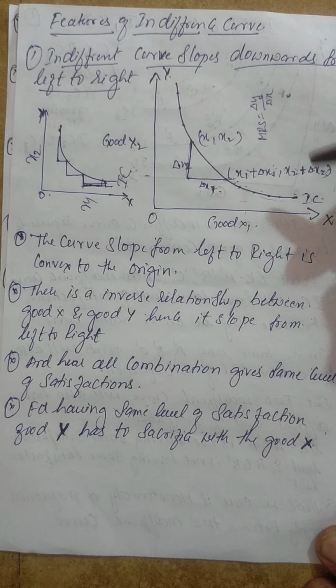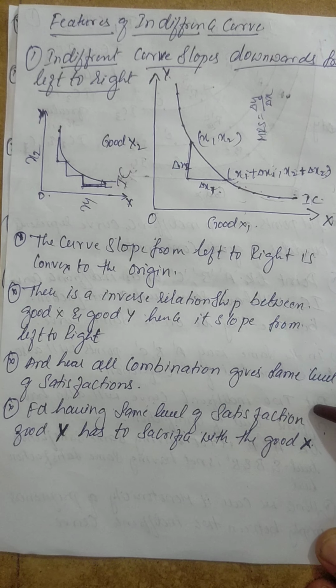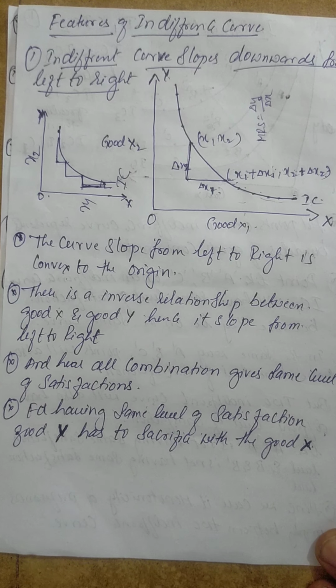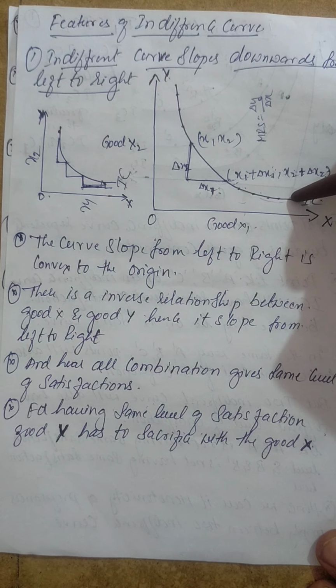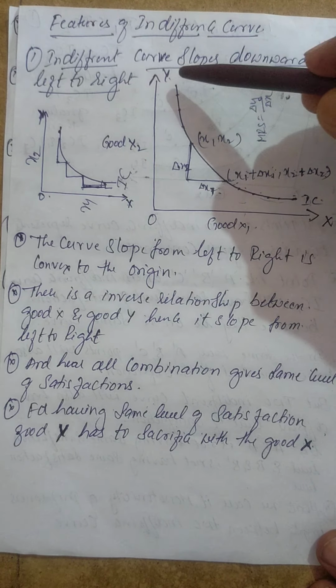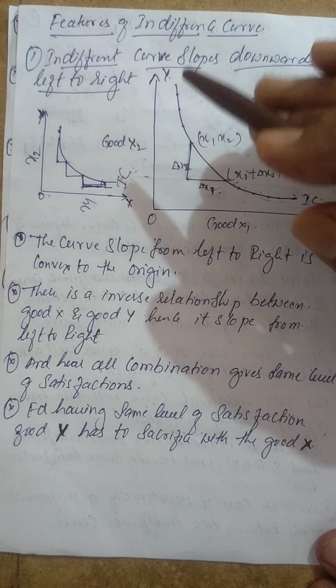So that is a point here, and here all combinations give the same level of satisfaction. As I said just now, in the indifference map, whatever point you give here, whatever the combination, all the combinations which are lying on a single indifference curve will give the same level of satisfaction.